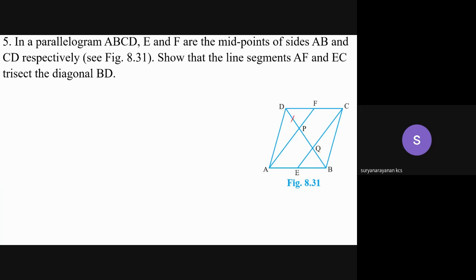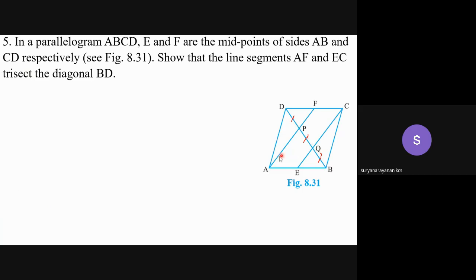DP length is equal to PQ length is equal to QB length. Understood this point, my dear children? These three line segments are of equal length. We have to show that these three line segments are of equal length. Now come to the figure.